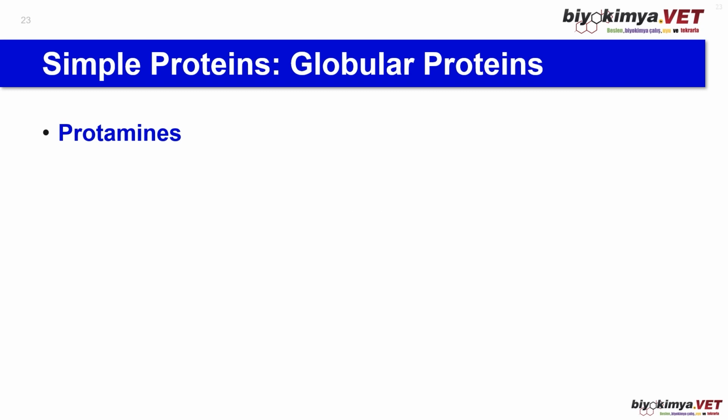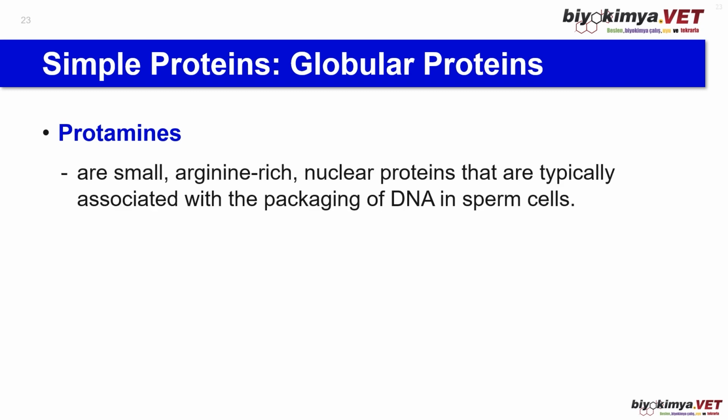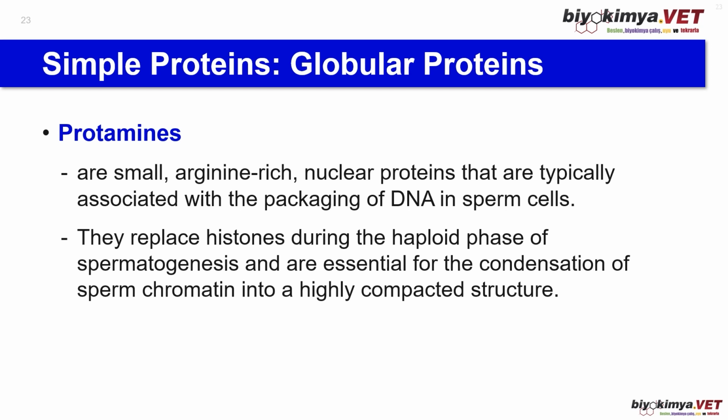Protamines. Protamines are small, arginine-rich nuclear proteins that are typically associated with the packaging of DNA in sperm. They replace histones during the haploid phase of spermatogenesis and are essential for the condensation of sperm chromatin into a highly compacted structure. And this compaction is crucial for protecting the paternal genome during transmission to the oocyte. And human sperm DNA contains two types of protamines, PRM1 and PRM2, and both genes are encoded on chromosome 16p13.